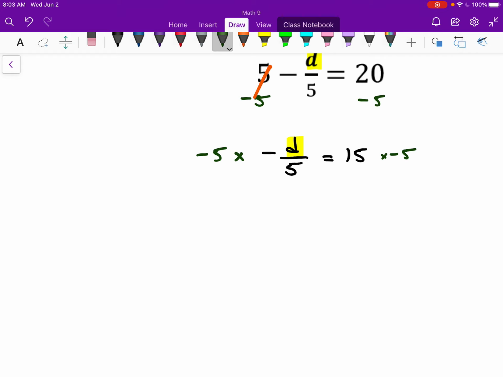And so in this case, I'm dividing by 5, so I multiply both sides by 5, but there's still the negative, so I also multiply both sides by a negative. And so on the right-hand side, I have 15 times negative 5, which is negative 75. On the left-hand side, all I have left is d, because the 5s canceled out and the negatives made a positive. And so d equals negative 75.